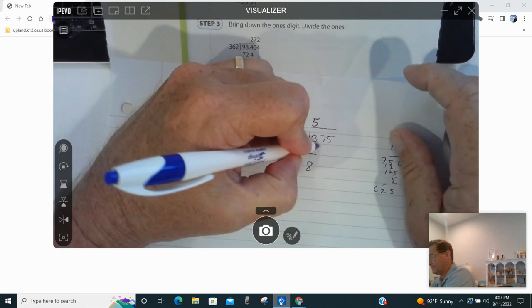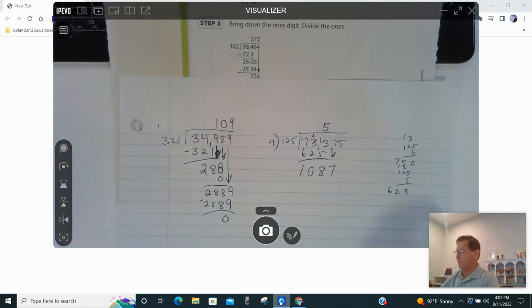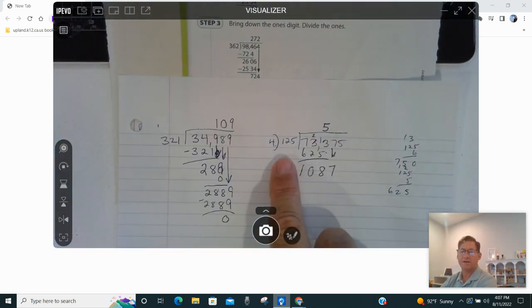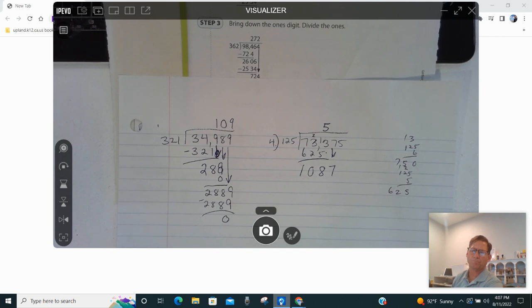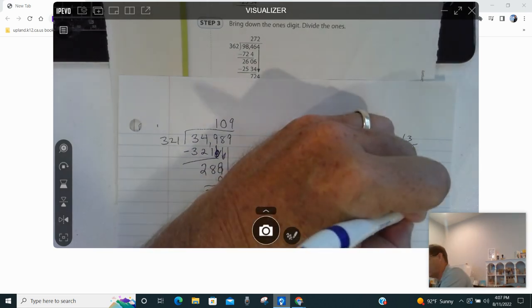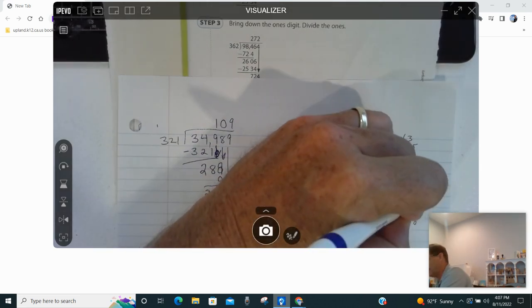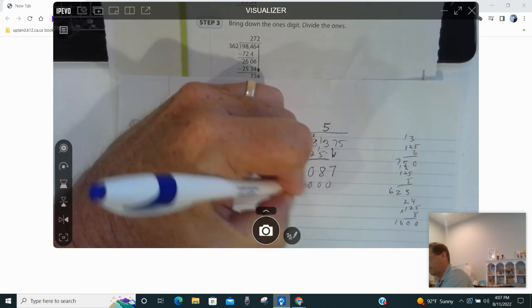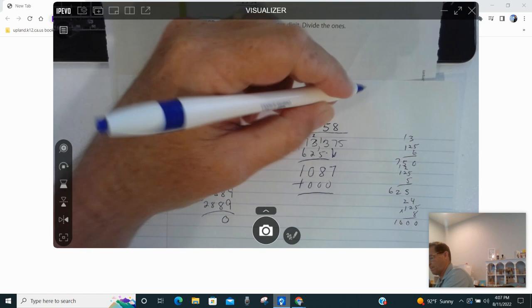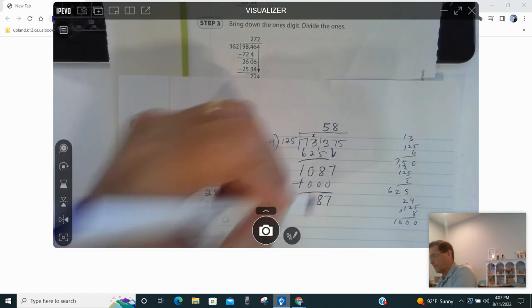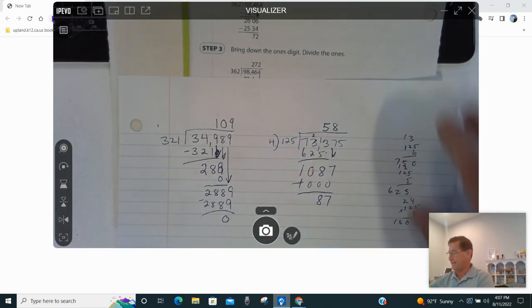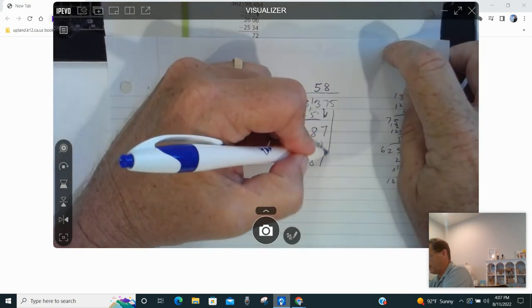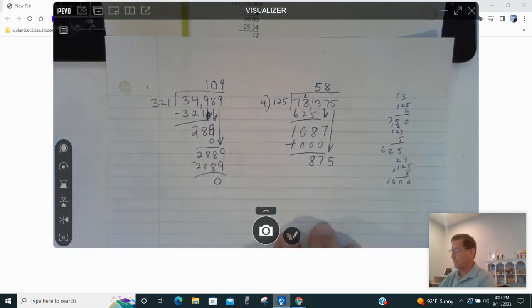I'm now going to bring down the 10. So 1,087 divided by 125. Well, I know 8 times 125 should be 1,000. So let's try that. 125 times 8. Okay. Subtract. We have a remainder of 87. And we need to bring down the 1s.